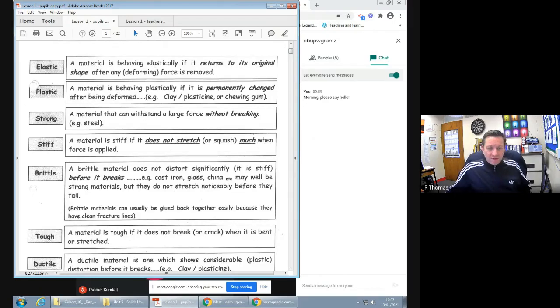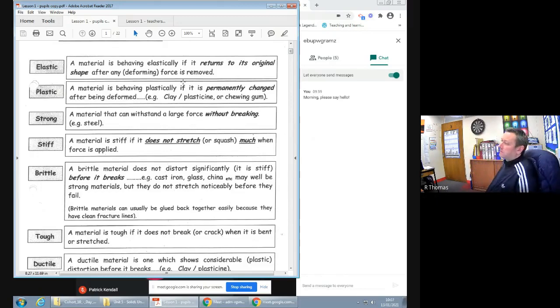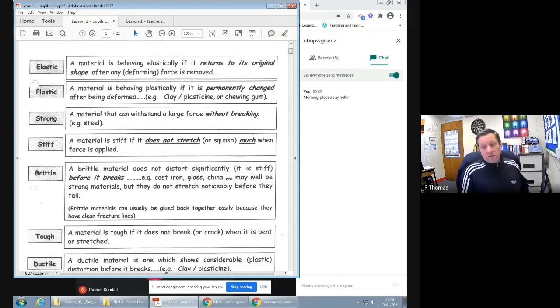Plastic. A material behaves plastically if it is permanently changed after being deformed, right? Now, think of something like a rubber band. Obviously, when you stretch that, it will return to its normal state. But there will come a point where you stretch it too far, and then it's permanently changed or breaks. We'll talk about that in more detail in a minute. That's the difference between elastic and plastic.